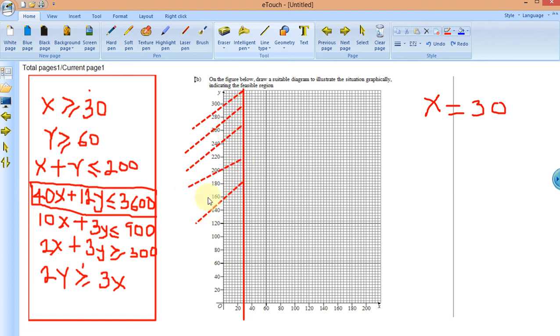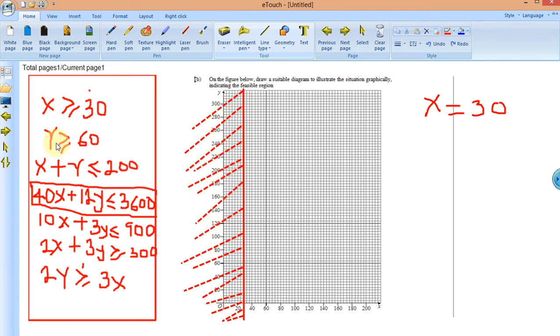The part I need is 30 and above, so to the right-hand side of 30. I don't want below 30, I don't want 20 down to 0, so you cancel out the unwanted region and leave the solution region unshaded. That's what I did. So this is the graph of x equals 30. The next one is y equals 60.